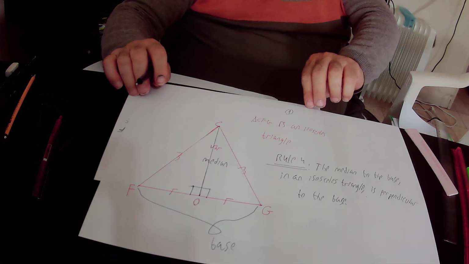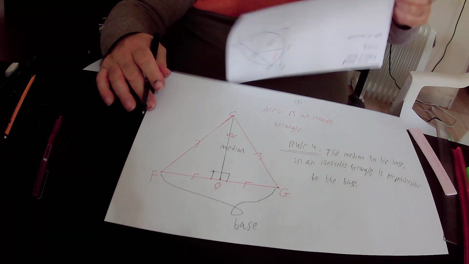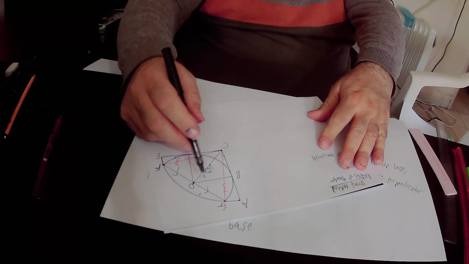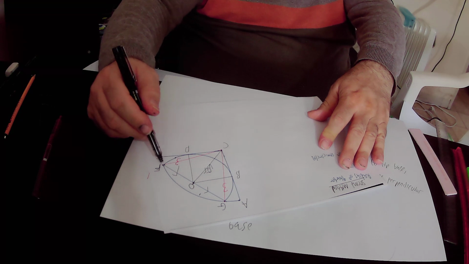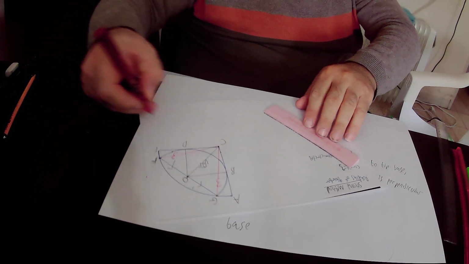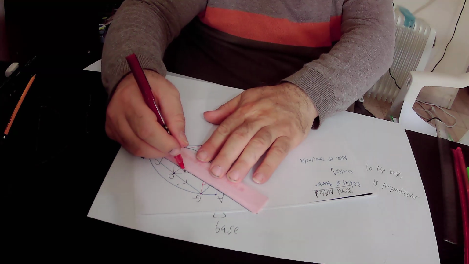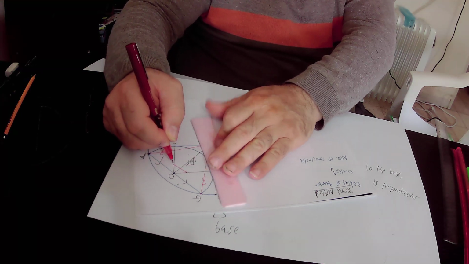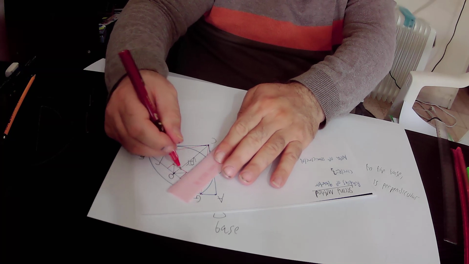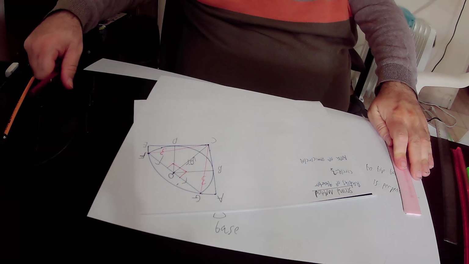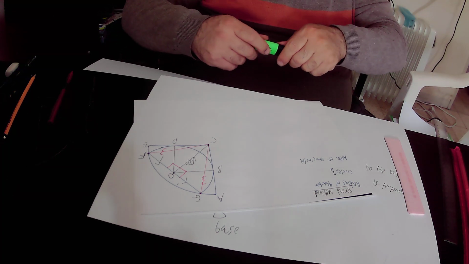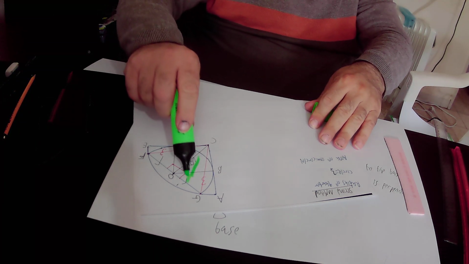Okay, here also we know that the median CO is perpendicular to the base GF, that is to say, according to rule number 4, this angle equals 90 degrees and this angle will also equal 90 degrees. So in the next step we will implement the Pythagoras theorem on the right triangle, triangle COG.